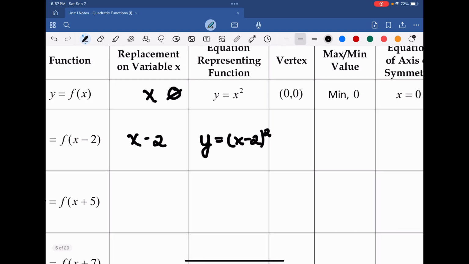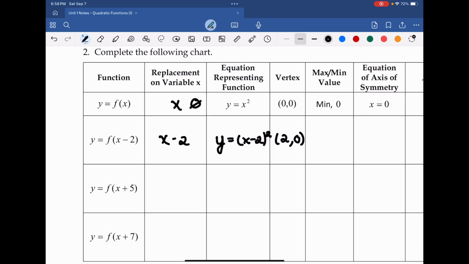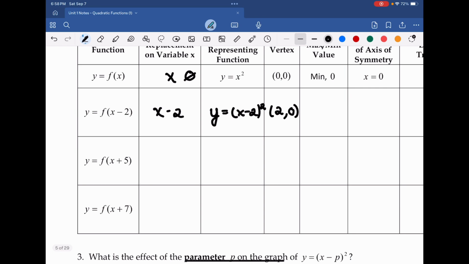Well, it doesn't affect the y of the original vertex, but it does affect the x. So when we see a -2 here, it actually means that we went +2, or we went to the right by 2. What is the minimum or maximum value? It remains unchanged. So for actually all of these, because there's no vertical translation, you could fill those in right away, or you could even just put an arrow down like this, indicating that this answer applies to all of these. So I'm going to just do that.